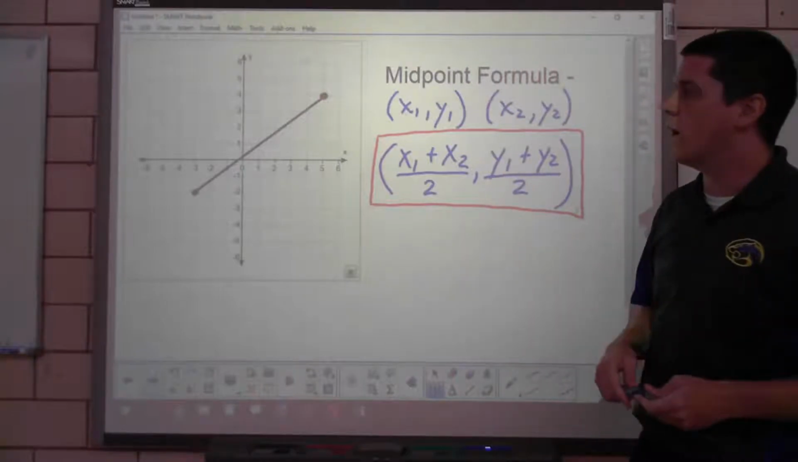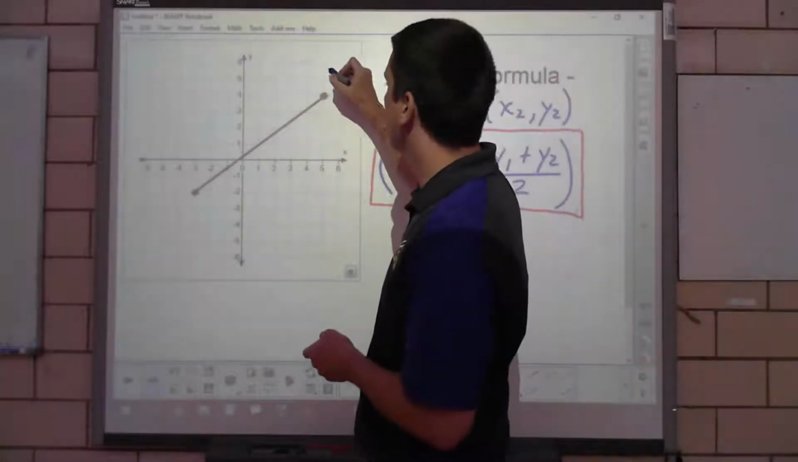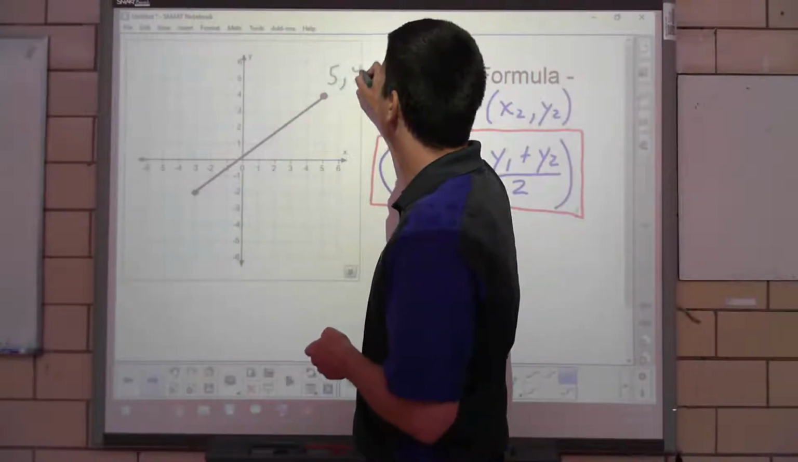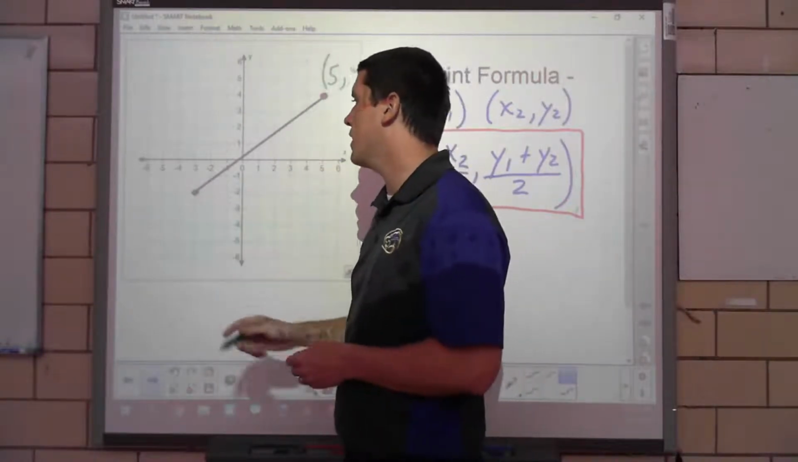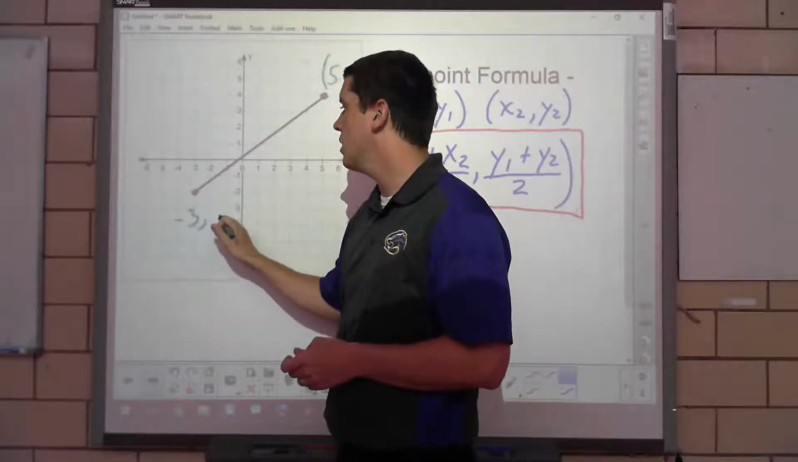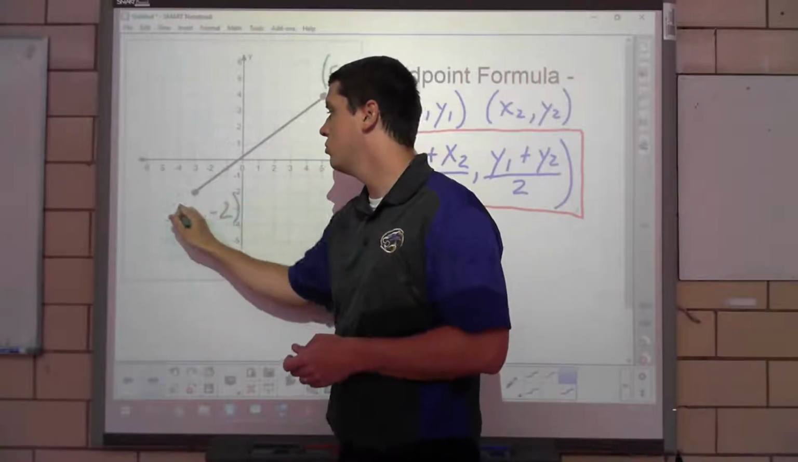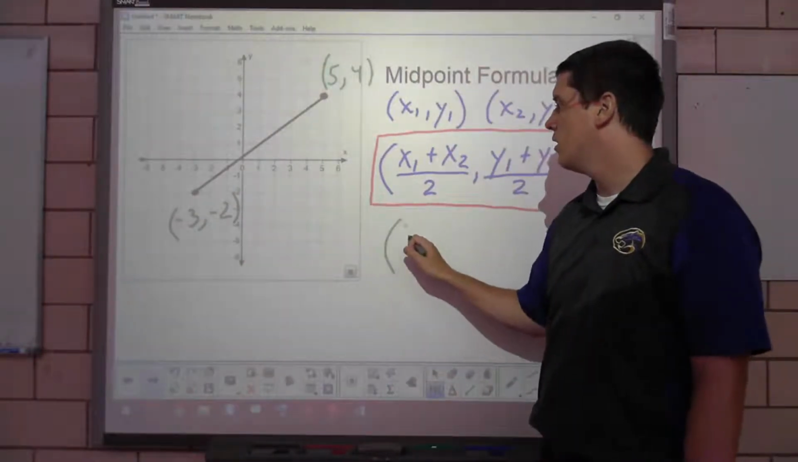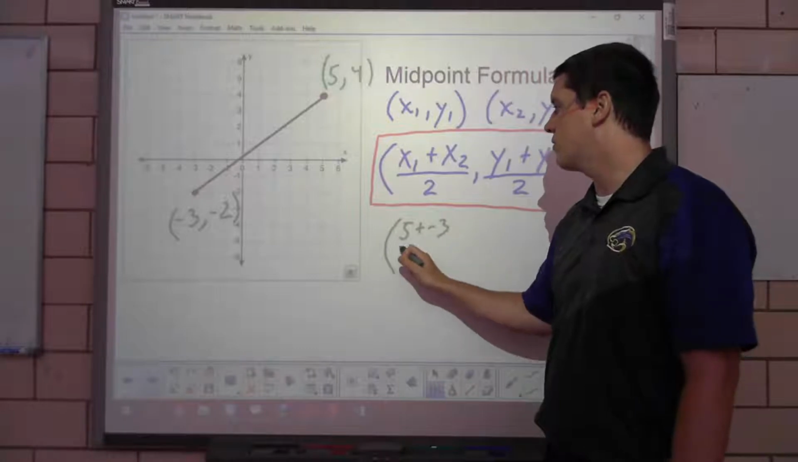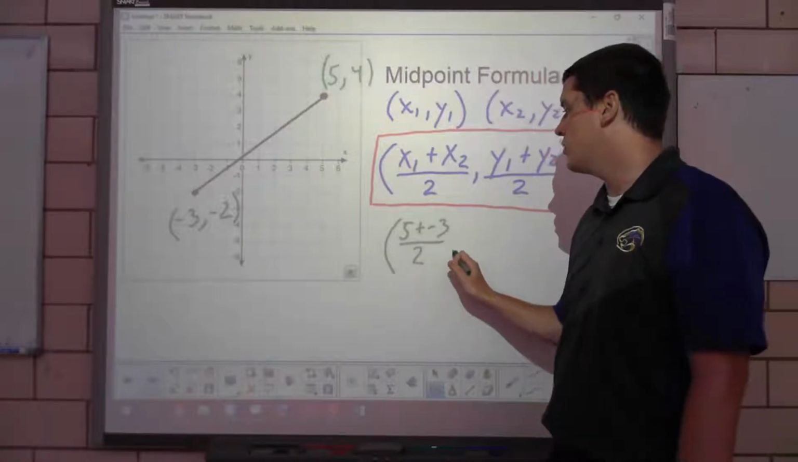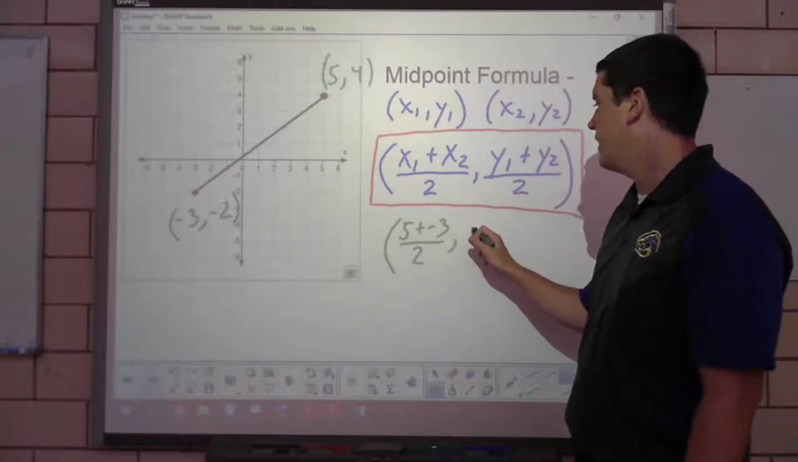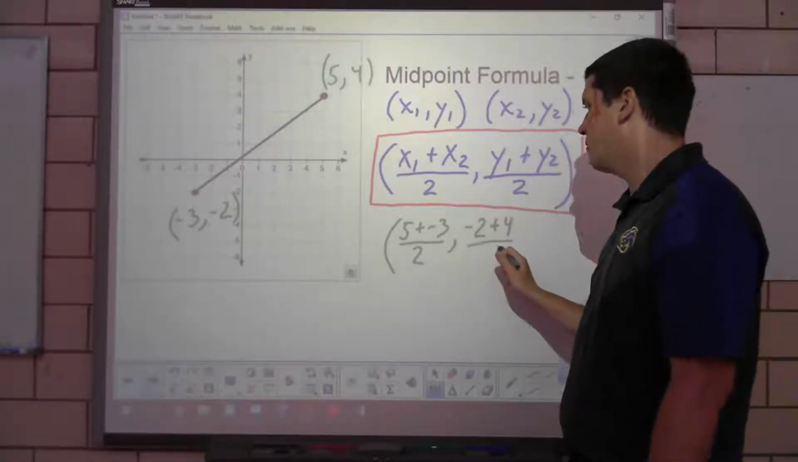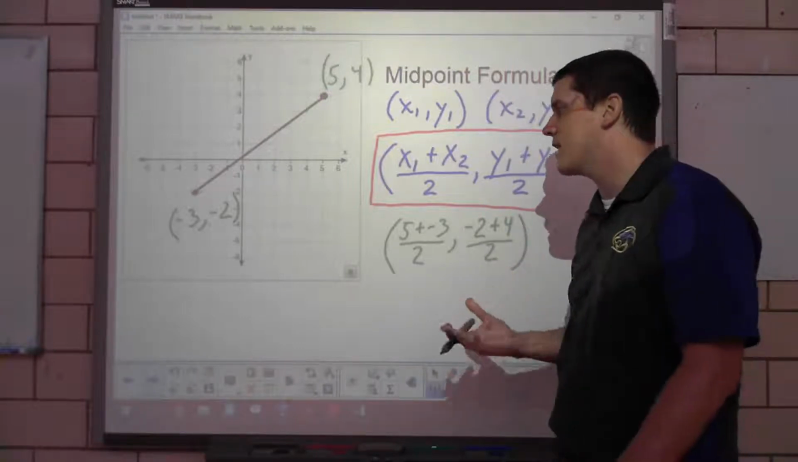So with that, I can go ahead and identify these points. This point right here is 5 comma 4. This point right here is -3 comma -2. And now we can just do that math there. So I can go ahead and 5 plus -3 divided by 2, comma, and then -2 plus 4 divided by 2. Now, I did this kind of intentionally here.